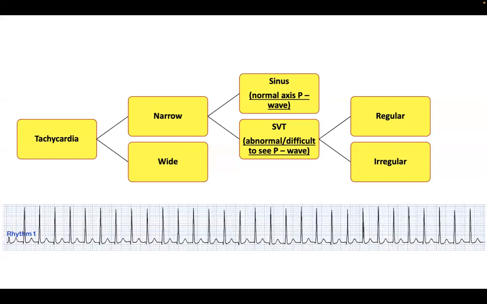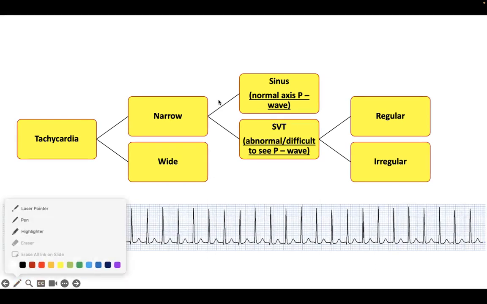Okay. So excellent, Sahar. You said it's SVT because it's a narrow complex tachycardia without clear P waves. That's exactly the definition of SVT. So again, if you remember from last time, I showed this algorithm that I made myself. This is an example of a tachycardia that is narrow. You see my pointer, right, guys?